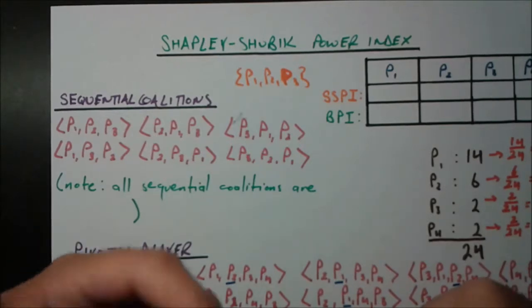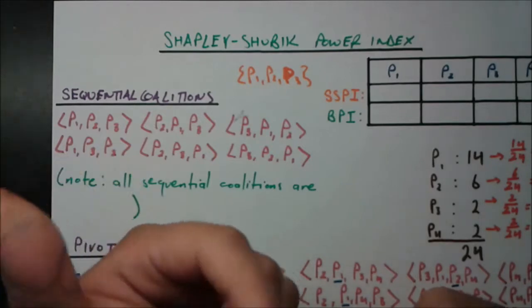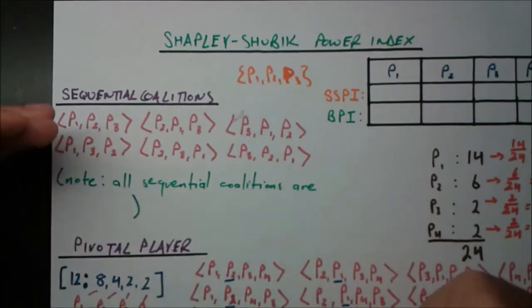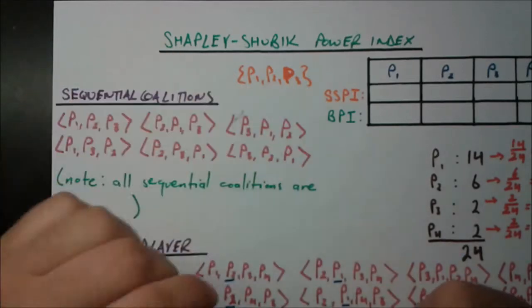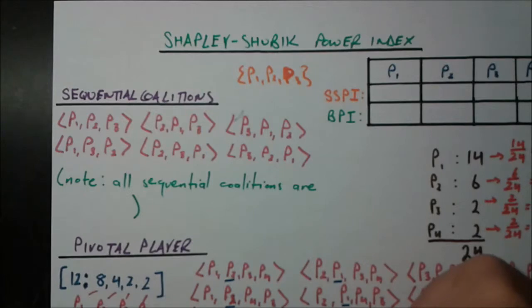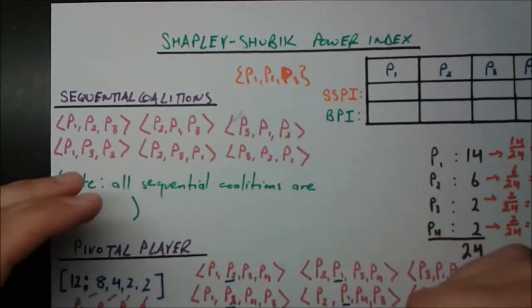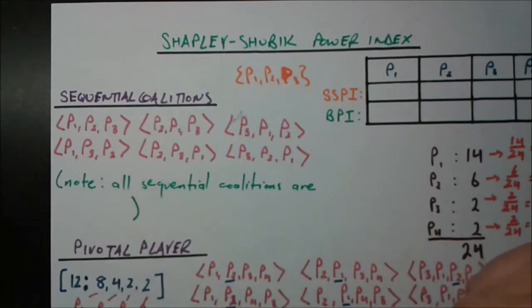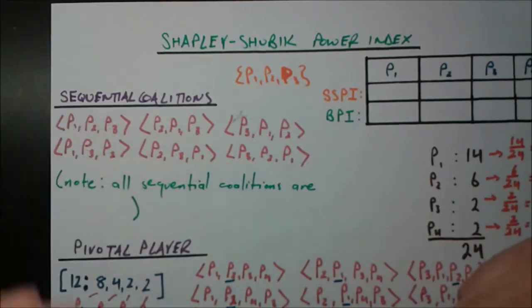So a normal coalition was what? A coalition was just a group of players, and either it could be a winning coalition or a non-winning coalition. Sequential coalitions are coalitions that include all of the players in the game or the weighted voting system. So if there's 3 players, P1, P2, and P3, then all sequential coalitions are of size 3. They include everybody. But as the name suggests, sequential coalitions have to do with sequence.